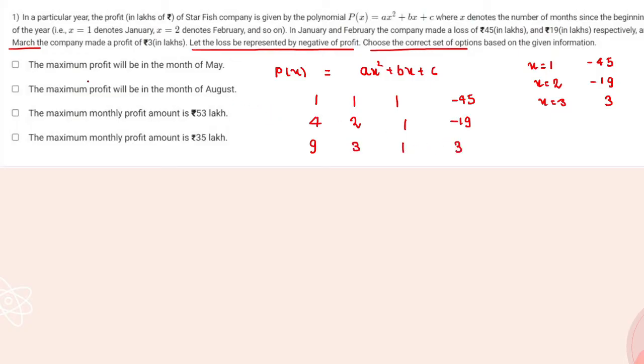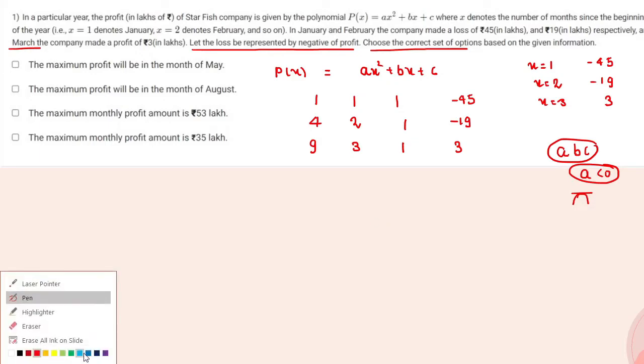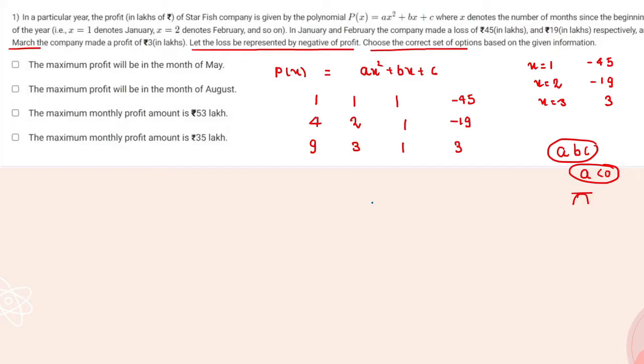Basically we have to find the maximum profit, so we will have to find the values of a, b, c. Then we will differentiate it, and since it is asking about maximum profit, the value of a should be less than 0, then it will achieve maxima. Now what we can do from here is first make equations in these two, because the value of c is constant throughout.